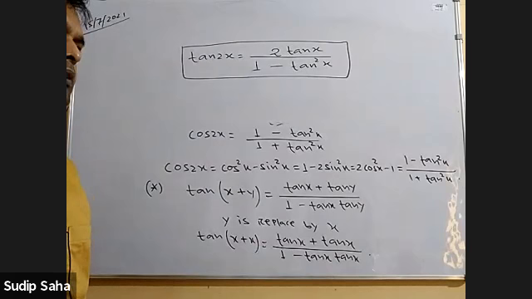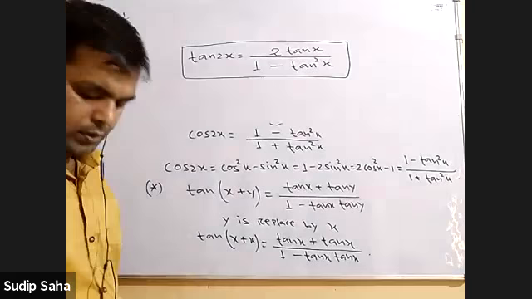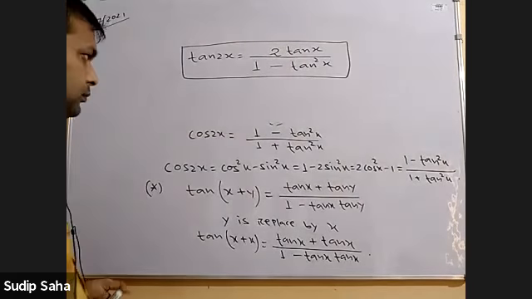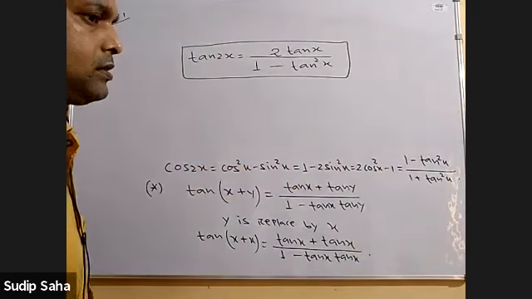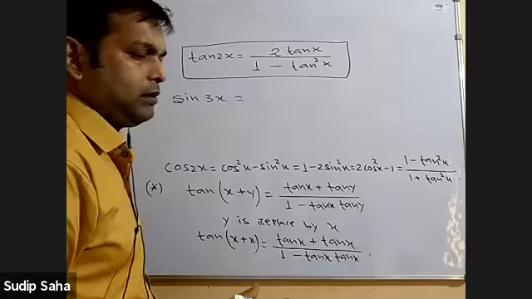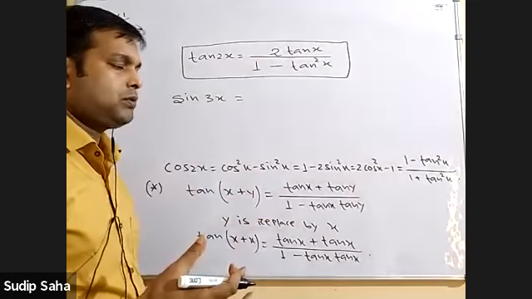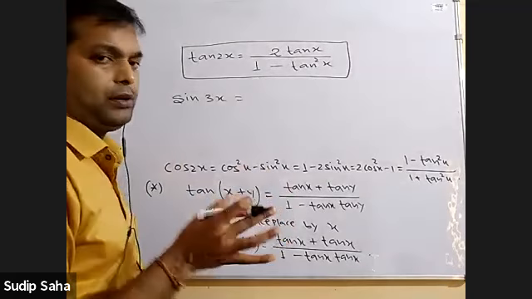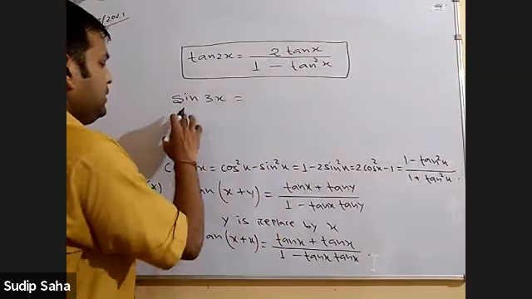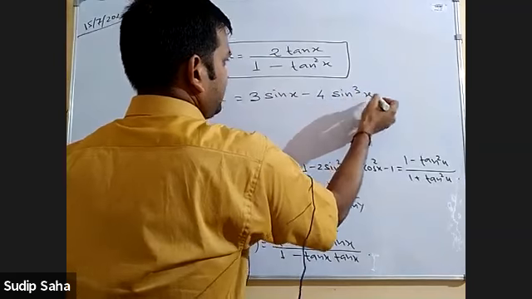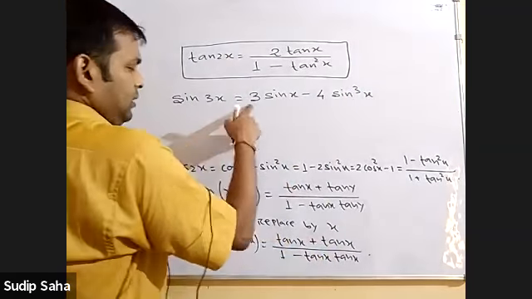So these are all multiples of angle 2: sine 2x, cos 2x, tan 2x. Now we are going to derive sine 3x, cos 3x, and tan 3x. Let's see sine 3x. I'll give you the formula first and then I'll derive it. Derivation is needed in class 11, but when you reach class 12, you have to know these formulas by heart. Even in class 11, try to derive them so that you can memorize easily. Sine 3x is 3 sine x minus 4 sine cube x. See, all are in terms of sine.